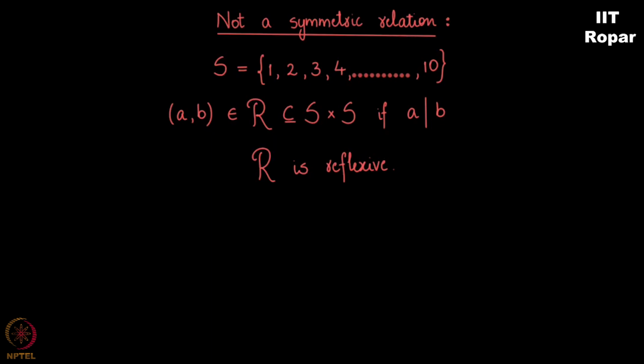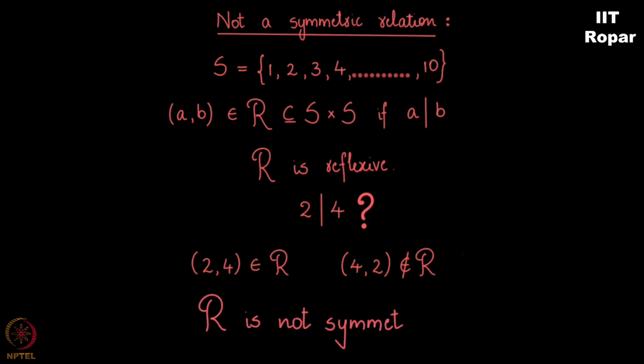Let's think. Do you think 2 divides 4 here? Yes, that's obvious. So (2, 4) belongs to R. But do you think (4, 2) belongs to R? Obviously not. So this relation isn't symmetric. So here is an example of a relation that is reflexive but not symmetric.